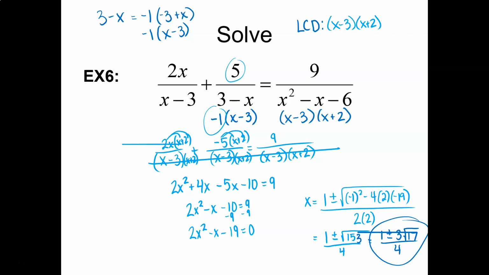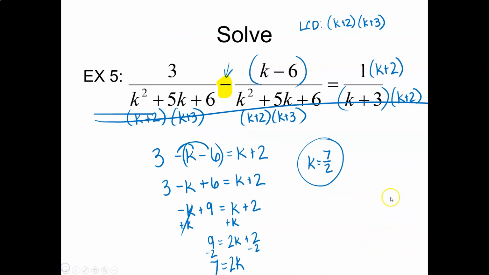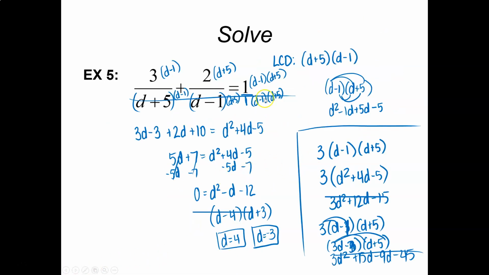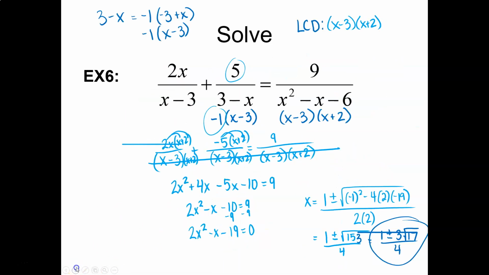What happened if the range was your... I don't think I put one on the notes like that, but if it were an excluded value, so like, I'm going to go back to the last one just because this one is ridiculous. If 7/2 was an excluded value, I would throw it out, and since there's no other answers on this one, it would be no solution. If it happened on one like this one, let's say 4 was excluded, I'd throw it out. -3 would be my only answer. It may happen on your assignment.